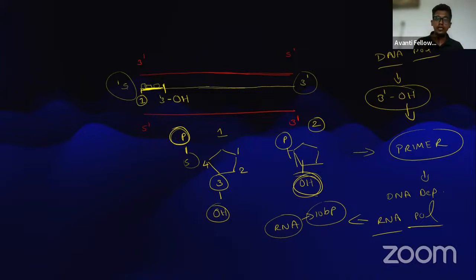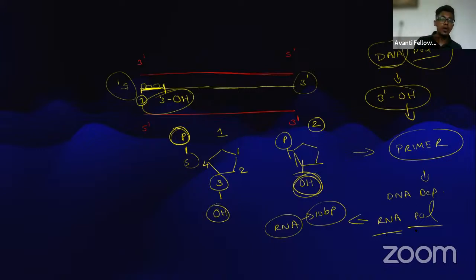Why is the direction always from 5' to 3'? Because the component which synthesizes the DNA, who is our component? Our DNA polymerase. Our DNA polymerase, which synthesizes the DNA, always looks for a 3' OH. If it always wants a 3' OH, can it synthesize on its own? No. Whose help does it take? It takes the help of a primer. Who is our primer? DNA dependent RNA polymerase.